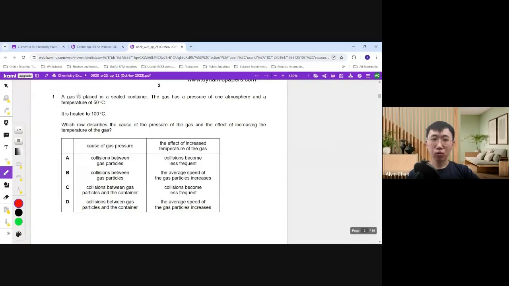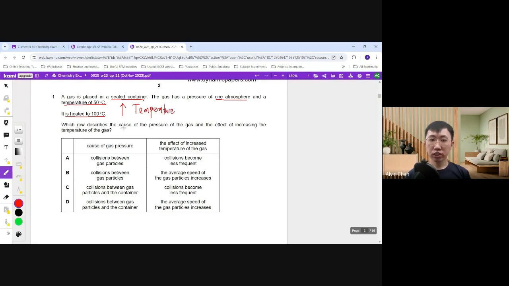So question 1, a gas is placed in a sealed container. Okay, so sealed container means nothing is escaping. The gas has a pressure of 1 atmosphere, and a temperature of 50 degrees Celsius. Someone is here, man. See all these latecomers. Okay, continue. It is heated to 100 degrees Celsius, so there is a rise in temperature. Increase in temperature. You can write big like this to stay focused.